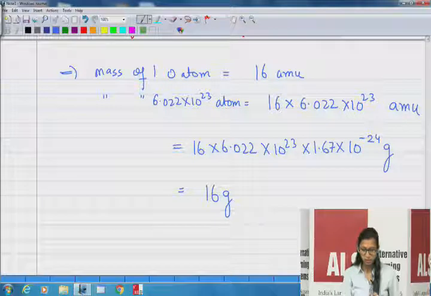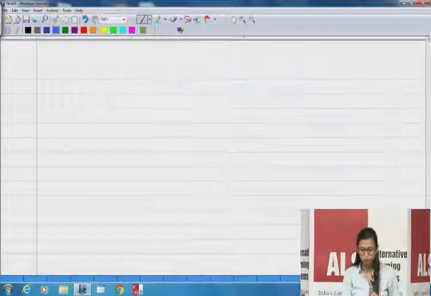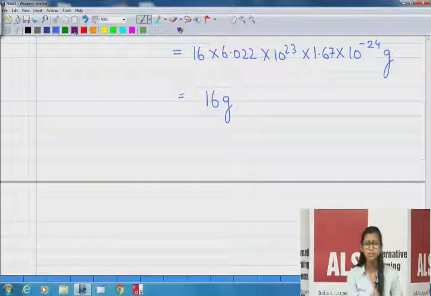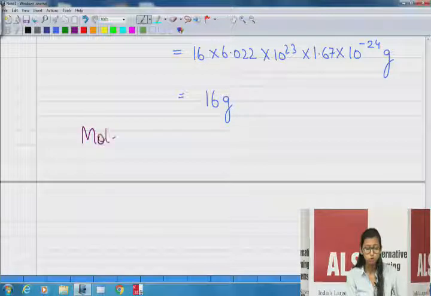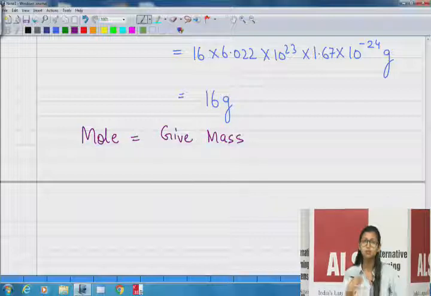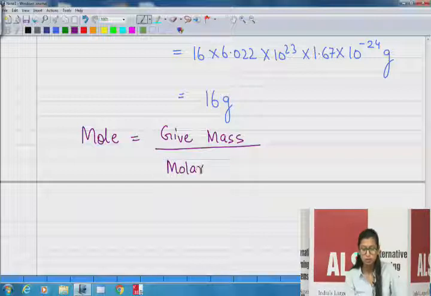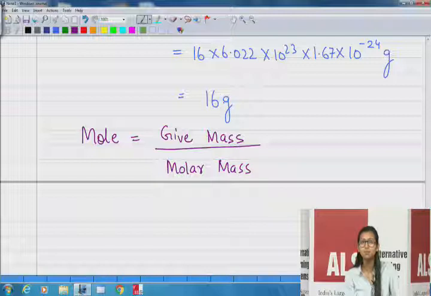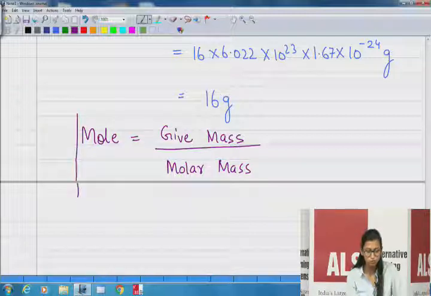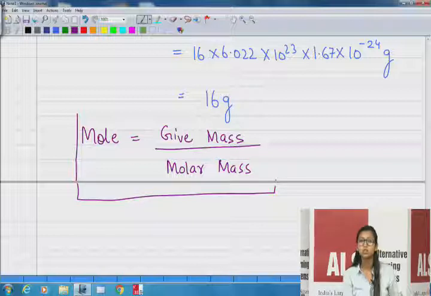So nice. I am going to write one more formula here for the mole. Many times in the question, you will be supposed to find out the moles. So how will you find the moles? The given mass, which will be given in the question, divided by the molar mass. Molar mass is nothing but that 16 grams, the mass of 1 mole. So that will be your molar mass. If somebody asks you what is the molar mass of oxygen, you will say 16 grams. The mass of 1 mole of atoms is the molar mass.